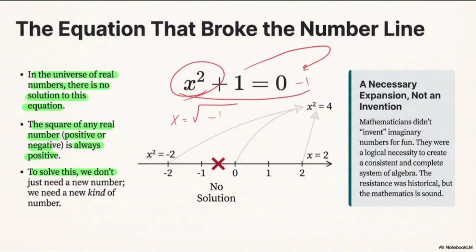To solve this, we just don't need new numbers, we cannot just invent new numbers. We need more than that. We need a new kind of numbers. That's why we do need complex numbers. That's why we need to have a definition for the root of negative 1.